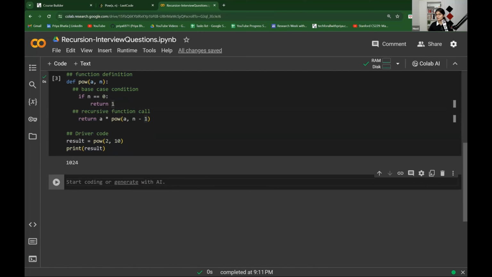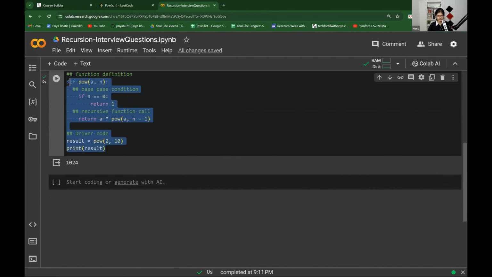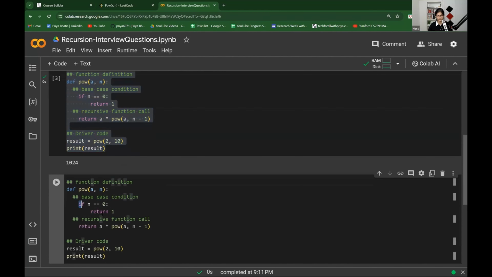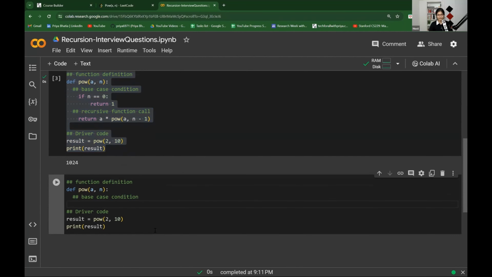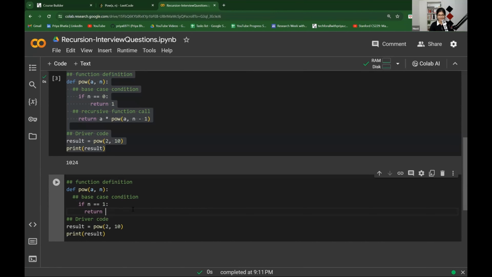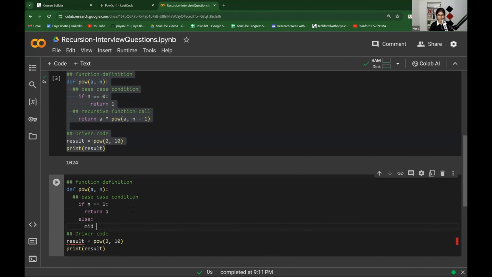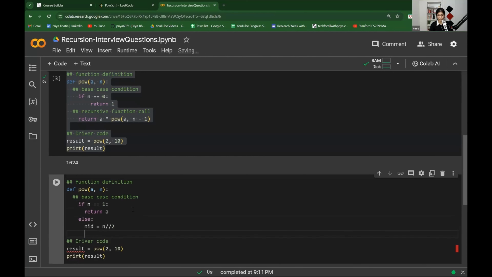So basically what we are trying to do here, let's say the same thing, but we will change the implementation inside the power function. So what is the base case condition? If my value of n is equal to 1, I'll return A. Otherwise, what I will do? First of all, I'll try to divide my data into two components, n by 2.